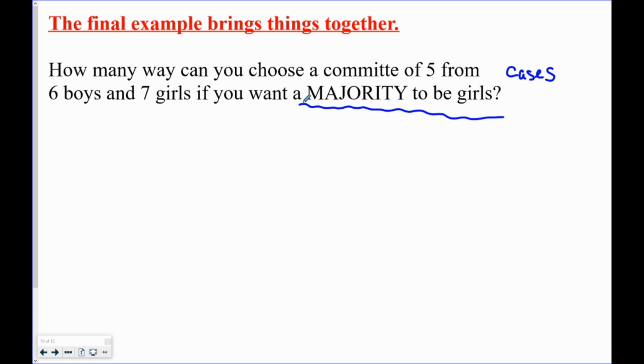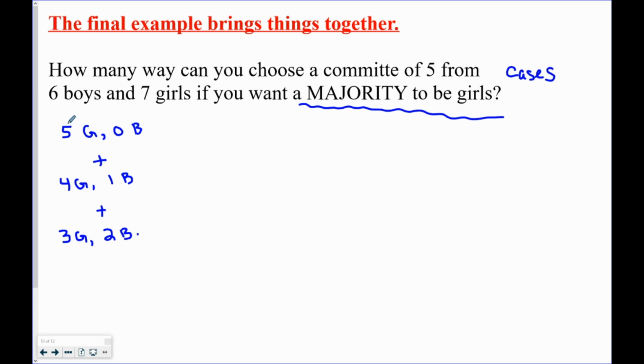So how can you have a majority of girls? Well, there's 5 people on the committee. To have a majority of girls, you could simply say, I could have 5 girls and 0 boys, right? Or, so we're going to add to it, what if you had 4 girls and 1 boy? That's still a majority of girls. Or you could have 3 girls and 2 boys. Now, if you go to 2 girls, 3 boys, you no longer have a majority of girls, so those are going to be your 3 cases.